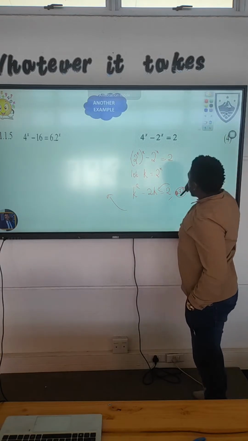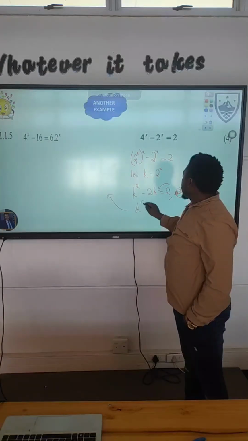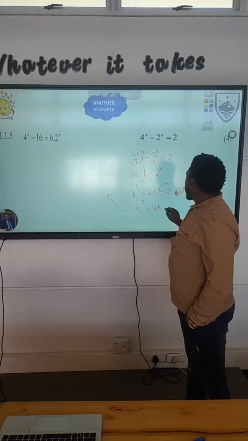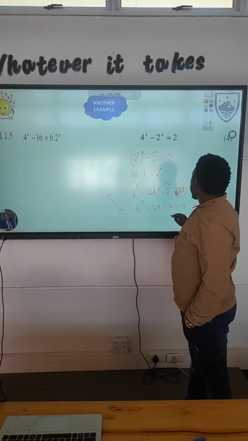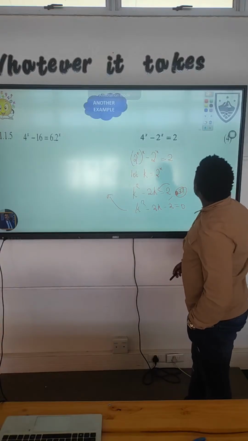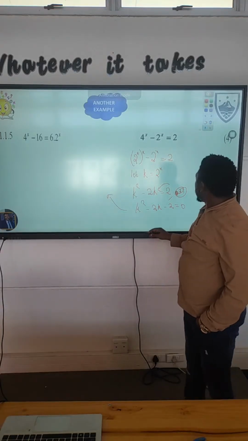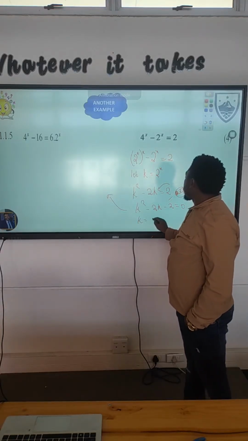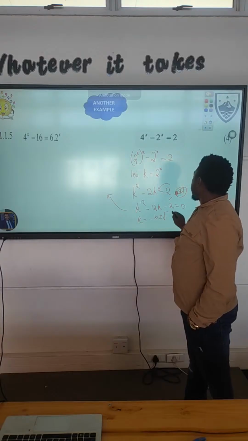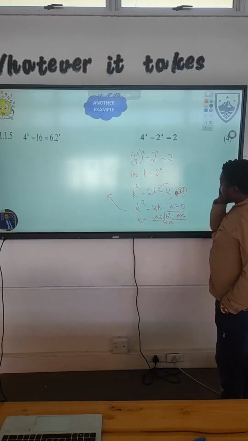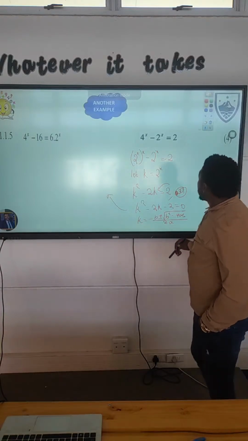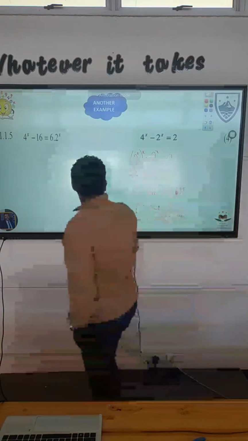So we have k squared minus 2k minus 2 equals 0. I think we're going to get a decimal on this side, because if we use the quadratic formula, we'll have k equals negative b plus or minus the square root of b squared minus 4ac. Let's see if we have a solution, or we can use any other method to see if it's going to work for us.